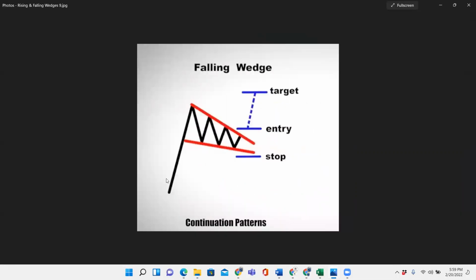We now have an upward trending pattern. We have a falling wedge. We want to put our entry in here. We want to put our stop loss right underneath, and we'll put our target above. Why? Because this is a continuation pattern.